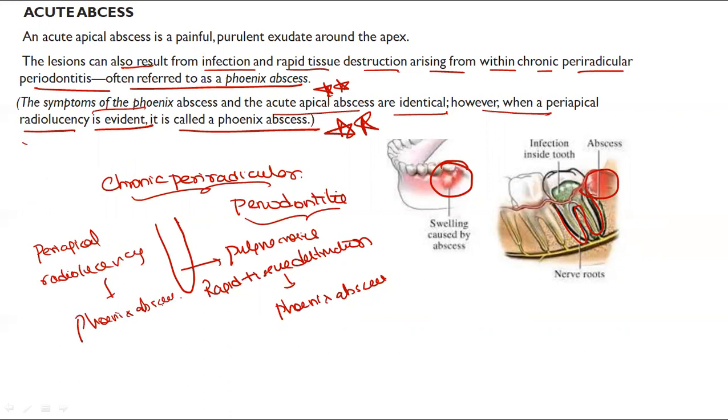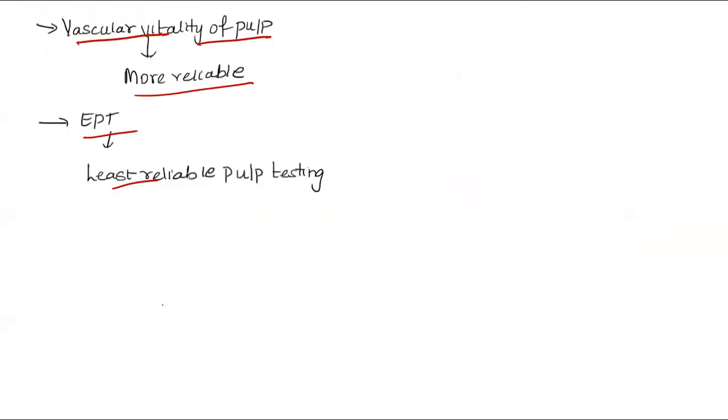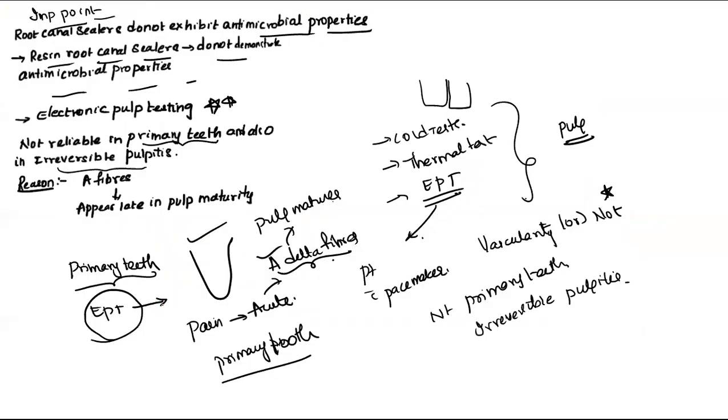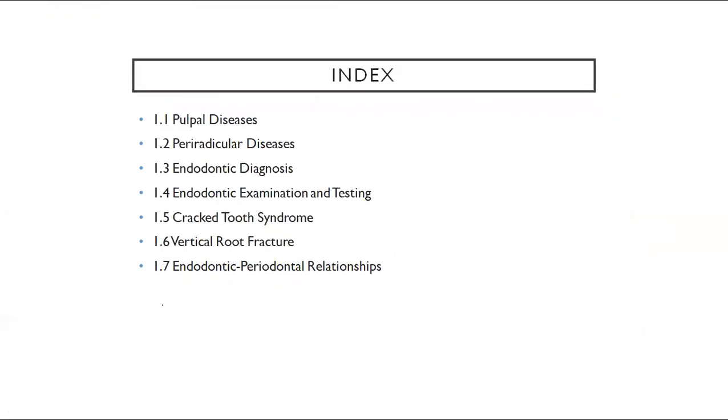Okay, so that's all for today's class. Next class, first we'll cover about endodiagnosis, treatment planning, and we'll also be covering cracked tooth syndrome, vertical root fracture, endo-perio relationships, and then we'll go ahead with surgical endodontics. So that's all for today.